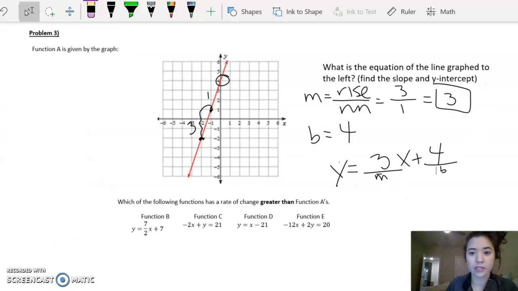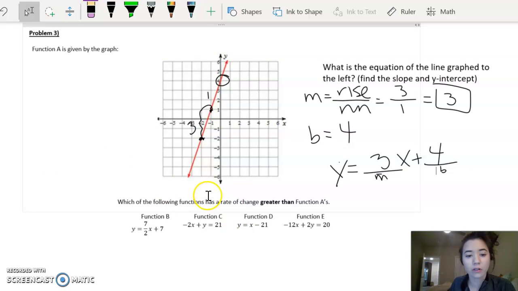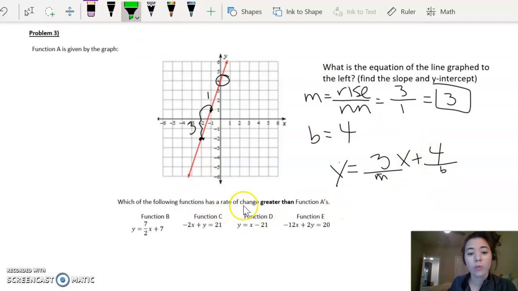Okay, now let's see what this says. It says, which of the following functions of these 4 has a rate of change that is greater than function A? So what is my rate of change of this? Is it 3 or is it 4? 3. Okay. So we're trying to figure out which one of these has a greater slope than 3.